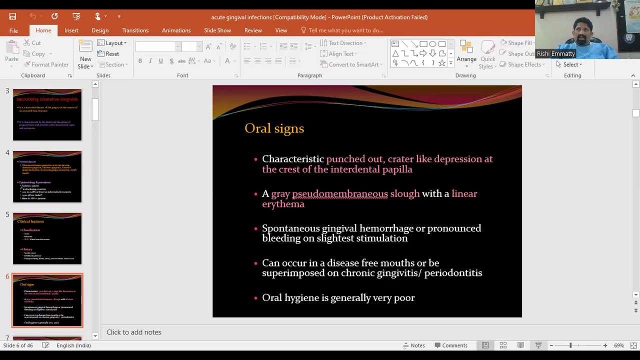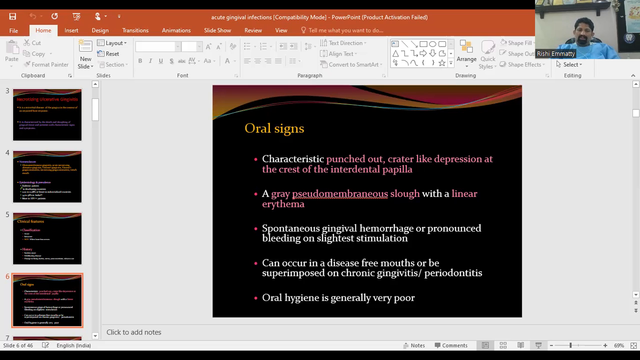Usually these patients present with poor oral hygiene, because they come to you after a long time. They do their own medications and deal with it themselves. Then when it is not subsiding, they come to the dentist.